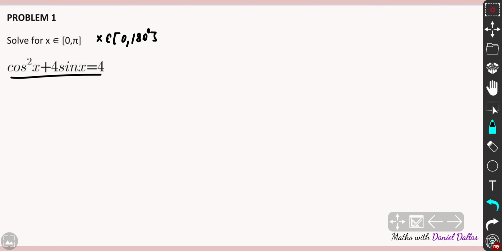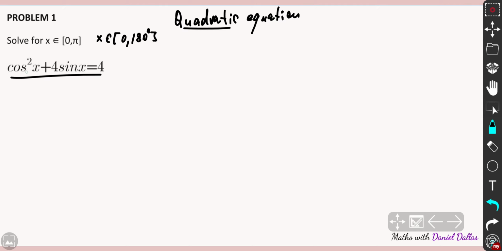So my strategy is to try to recognize the structure. I see cos squared, I see sine x, and I see just a free number. It has a high resemblance with quadratic equations, so that's why I'll try to use the strategy using quadratic equation structure.